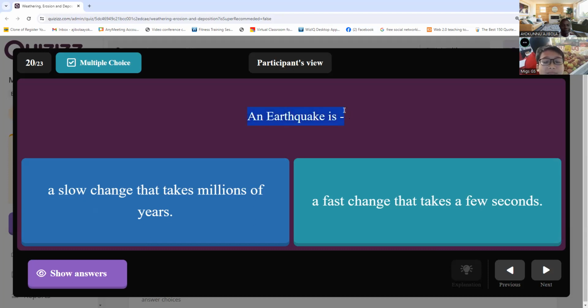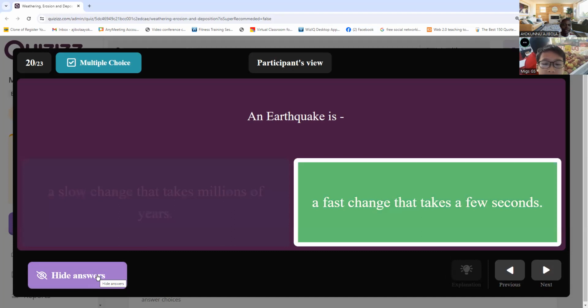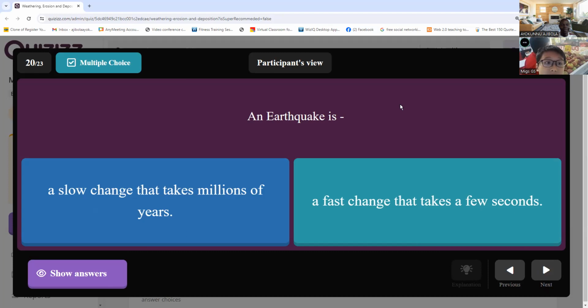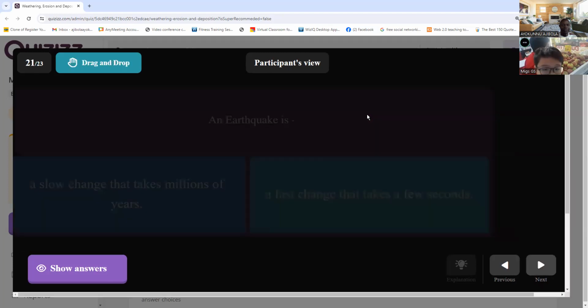So let's look at the next question. Read this. An earthquake is a fast change that takes a few seconds. Okay, that is correct. An earthquake is a fast change that takes a few seconds. Okay, next question.